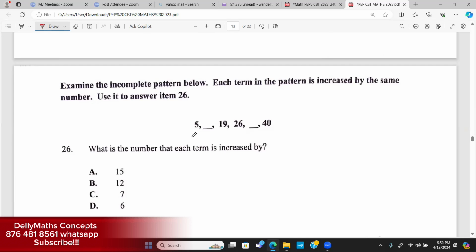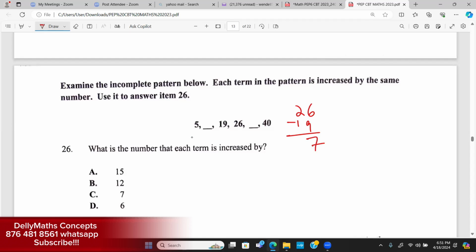Now examine this pattern right below. Each term in the pattern is increased by the same number. Use it to answer item 26. So if it is increased by the same number and you want to know that number without guessing, you subtract the 19 from the 26. Because you have two consecutive numbers right there, you can just subtract those and see what's going on. When you subtract, you're going to get 7.